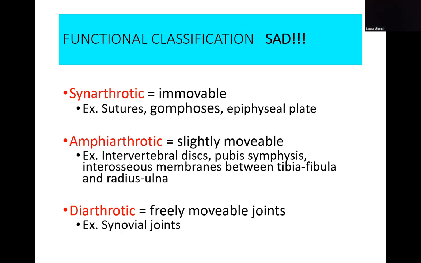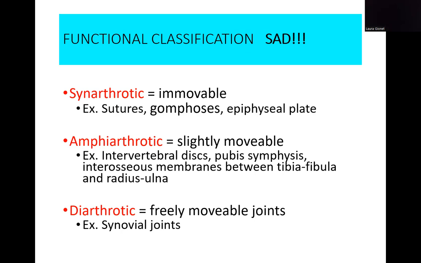So the disc between the vertebra, that has some movement. The pubic symphysis, thank goodness, that has some movement. And the interosseous membranes between the tibia and the fibula, and the radius and the ulna, right? That allows your forearm to twist and turn. It allows you to supinate and pronate, right? And then the diarthrotic joints are the freely movable joints. Those are all the joints that are going to be synovial joints.